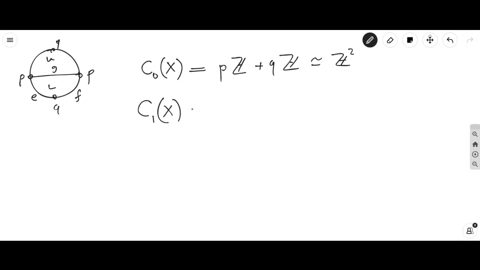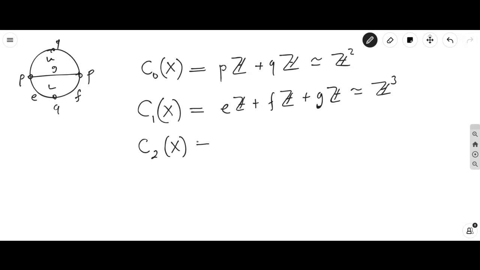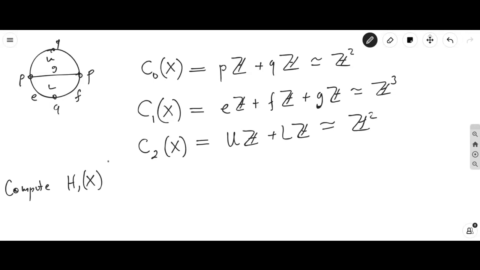Then you have C1 of X. This is the group that's generated by the one simplices. So here you have 3 one simplices in total. So you have E plus F plus G. As a group that's isomorphic to Z3, you can immediately see the dimensions on these become a lot smaller. And then you have C2 of X, and that would be UZ plus LZ. As a group, this is isomorphic to Z2. And we're going to compute, as before, the first homology of X. So X over here represents our projective plane.